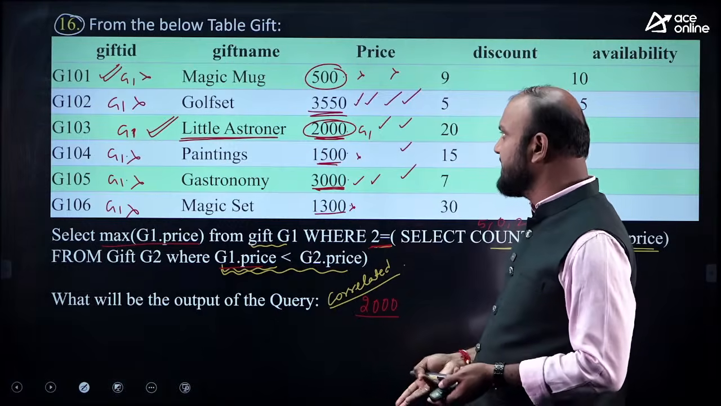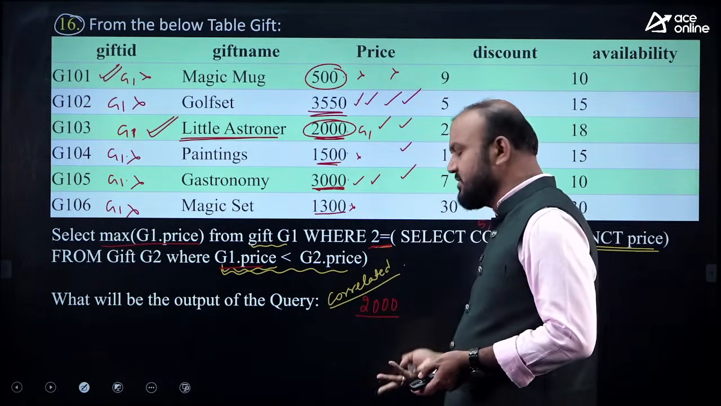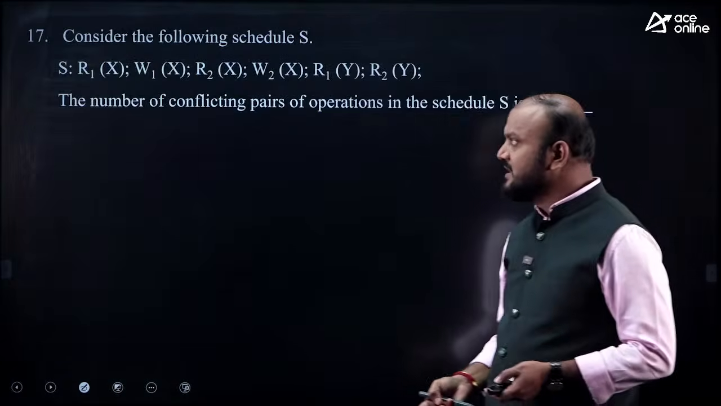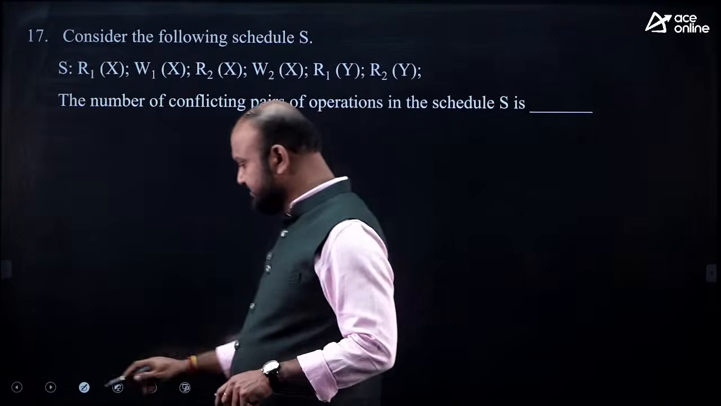If you can understand third, what is the third highest gift? 2000. Then the answer will be 2000. Finish. So that is smart work, you can do it. Okay, it is the 17th question.